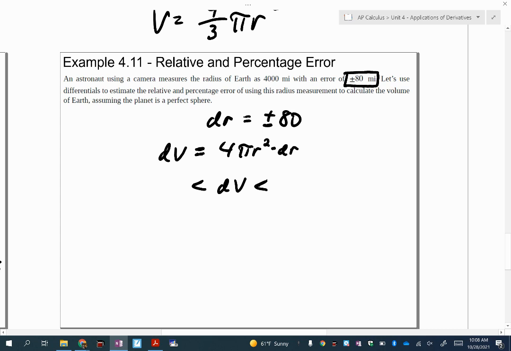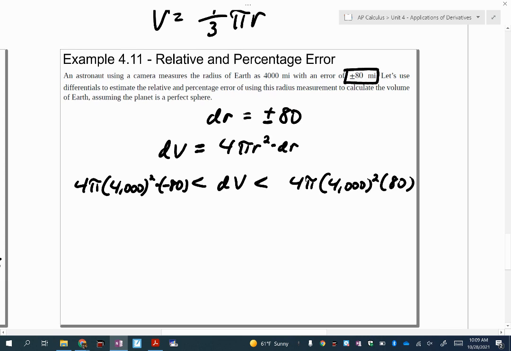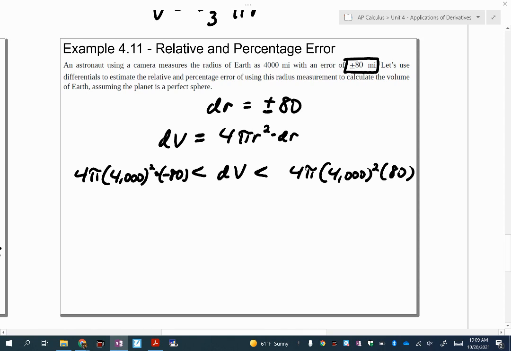Okay, so if the astronaut really undersold the radius by 80 miles, then it would be 4 pi times 4,000 squared times negative 80. And then if it was the other direction, it'd be 4 pi 4,000 squared times positive 80. All right, and this would give us the measurement error. But to find the relative error, we would have to take these errors and divide them by what we expect the actual volume to be.